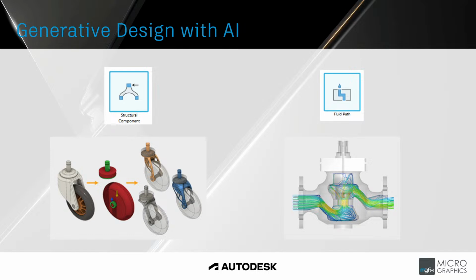In the case of fluid path, this is used to design components that will have a fluid flowing through them, and you're wanting to essentially reduce the pressure drop through that so you do not lose energy in the system. And by doing this, you create a more efficient component. So here we have an example of a valve, and we can see the fluid flow through that valve, and that path that fluid is taking is going to result in the least amount of pressure drop across that valve.